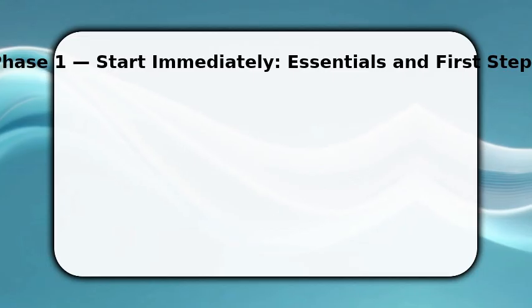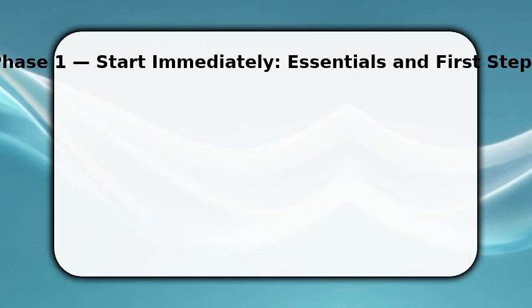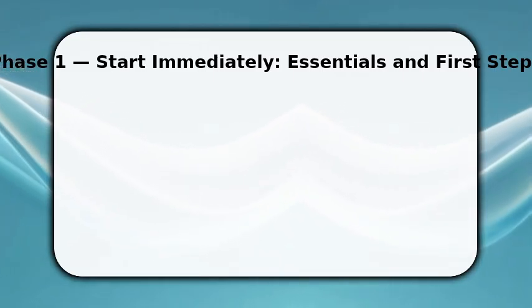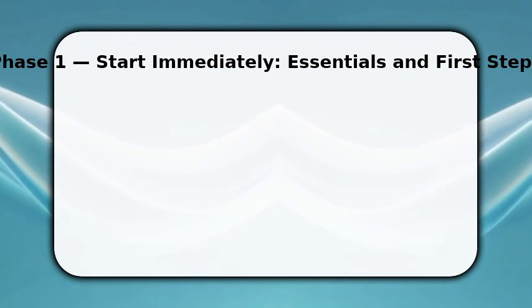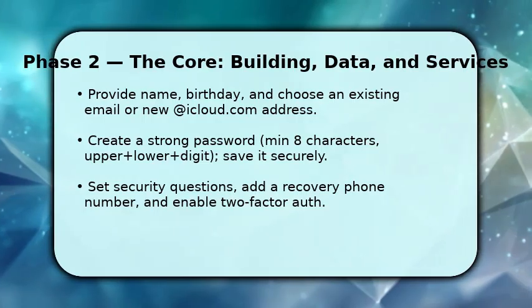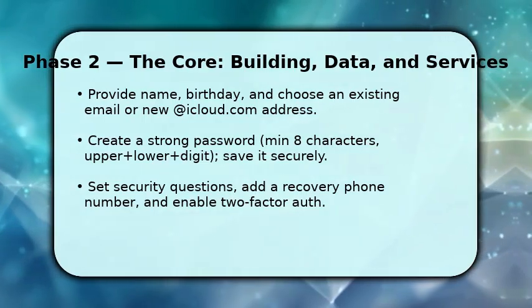You'll move straight into entering personal details, so have your email ready or plan to make a new @icloud.com address. This gets your account established and tied to this iPhone immediately. You'll now enter the details. Type your legal name and birthday so Apple can verify age rules, then choose either an existing email or create a new @icloud.com address. New is simpler for syncing.